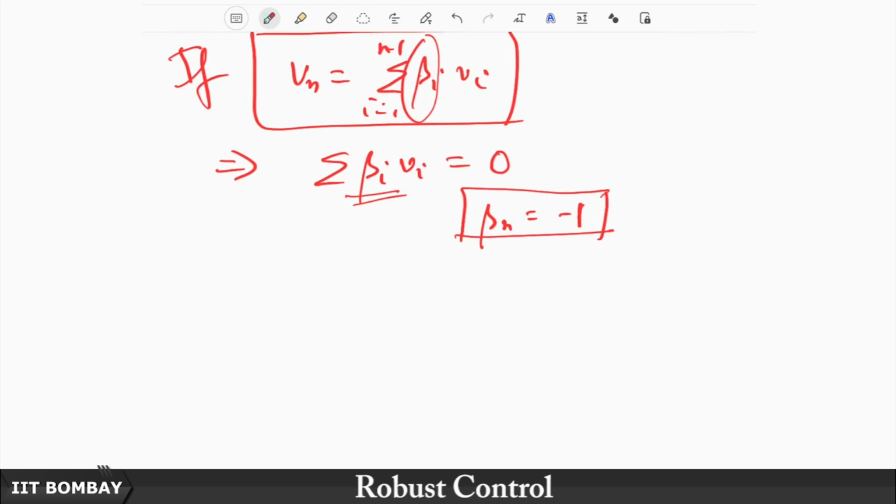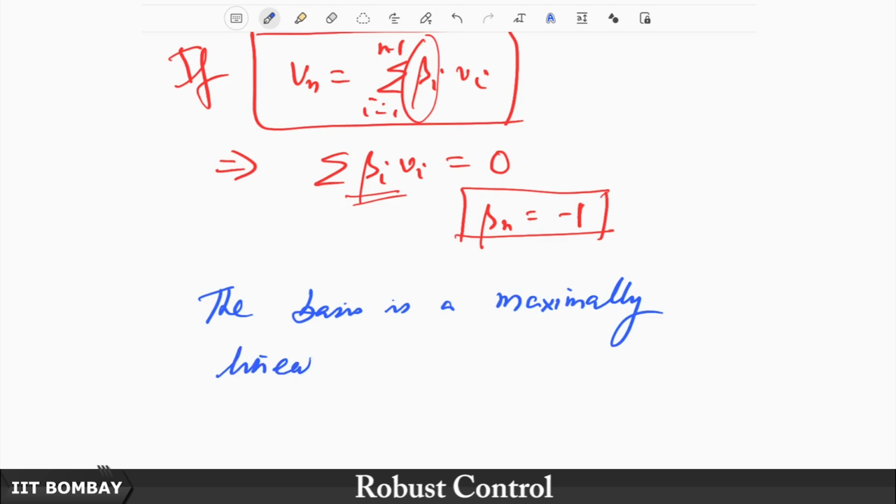Well, from there we say that the basis is a maximally linearly independent set. Okay, what do I mean by maximal? Again, maximal refers to the number of elements in that set. So, when I say maximally linearly independent set, what do I mean? It means it contains just enough number of vectors for it to be linearly independent.